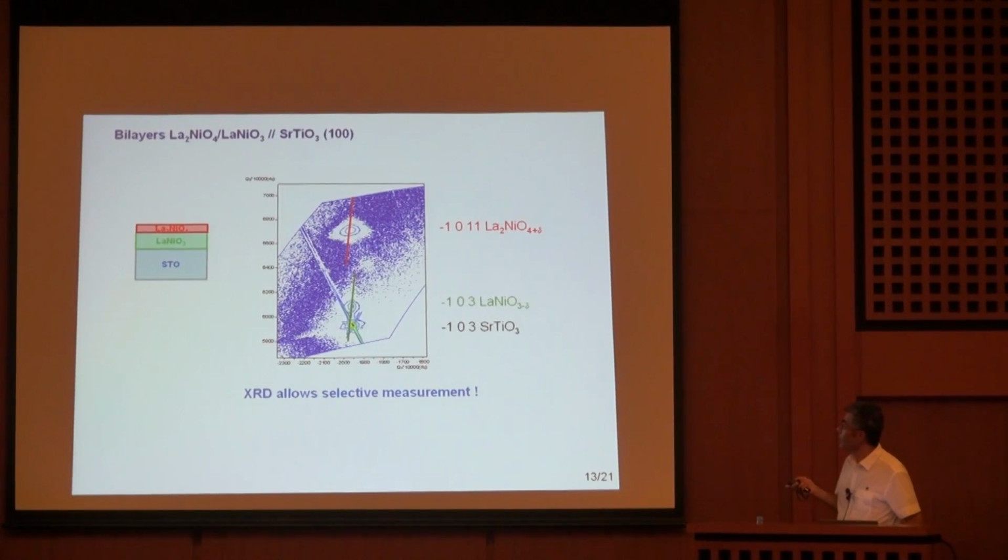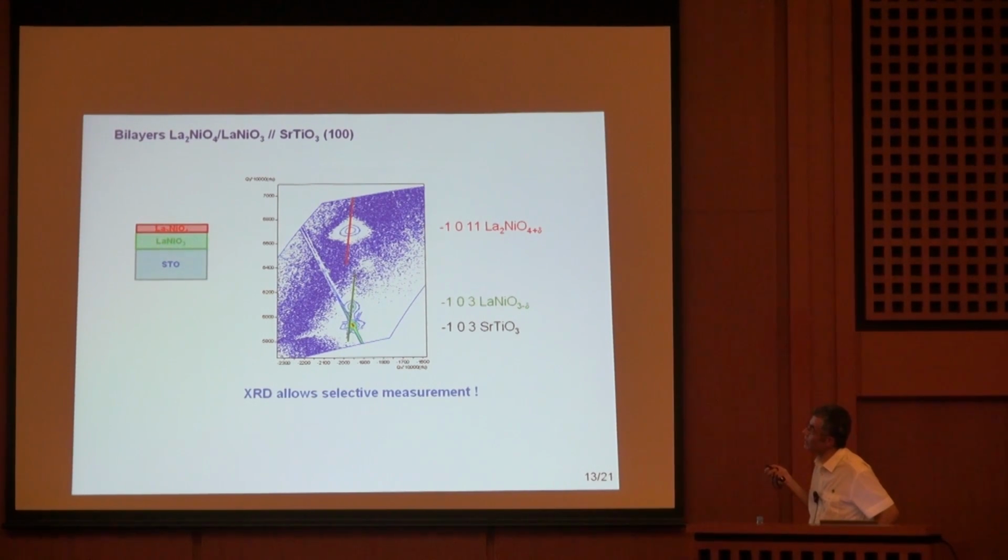And of course, this is also interesting because once you have a material which combines two different materials, like a bilayer in this case, coupling lanthanum nickel 04 and lanthanum nickel 03. So this is a perovskite, and this is a Ruddlesden-Popper phase.